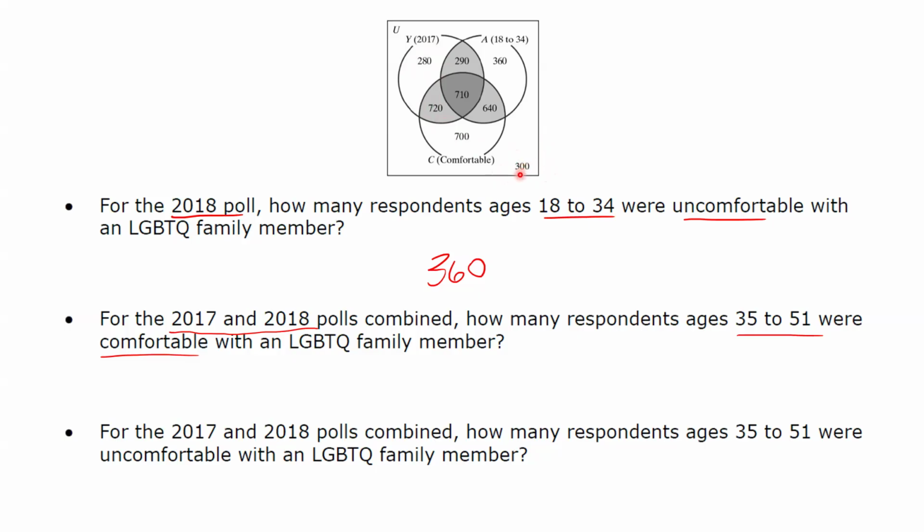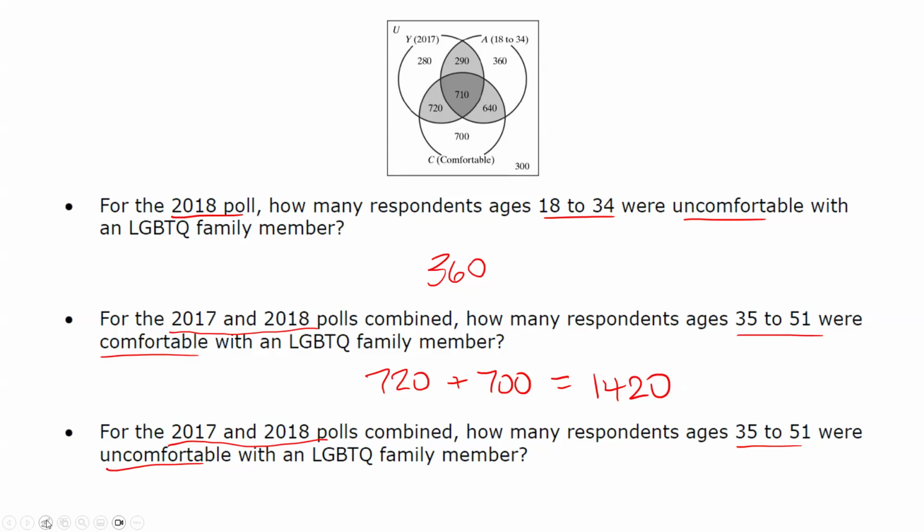Okay, now we want to know from the remaining respondents how many of them were comfortable. So now we want the values between these four that are within the comfortable subset. So that would be 720 and 700. Giving us a total of 1,420.